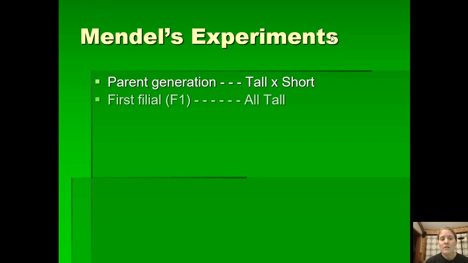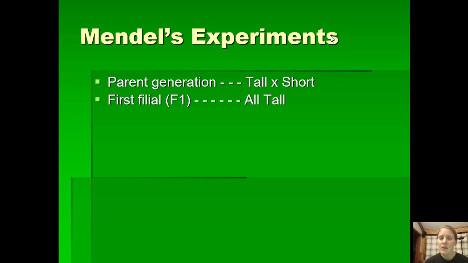In order to discover this, Mendel worked with pea plants. He grew lots of peas and he crossed them the way that he wanted to do. So first he took the parent generation, he took tall plants, and he took the pollen from the tall plants and fertilized short plants with it. He let those grow and develop seeds, and ultimately he planted those seeds to grow more plants, and the first filial or first generation of kids were all tall.